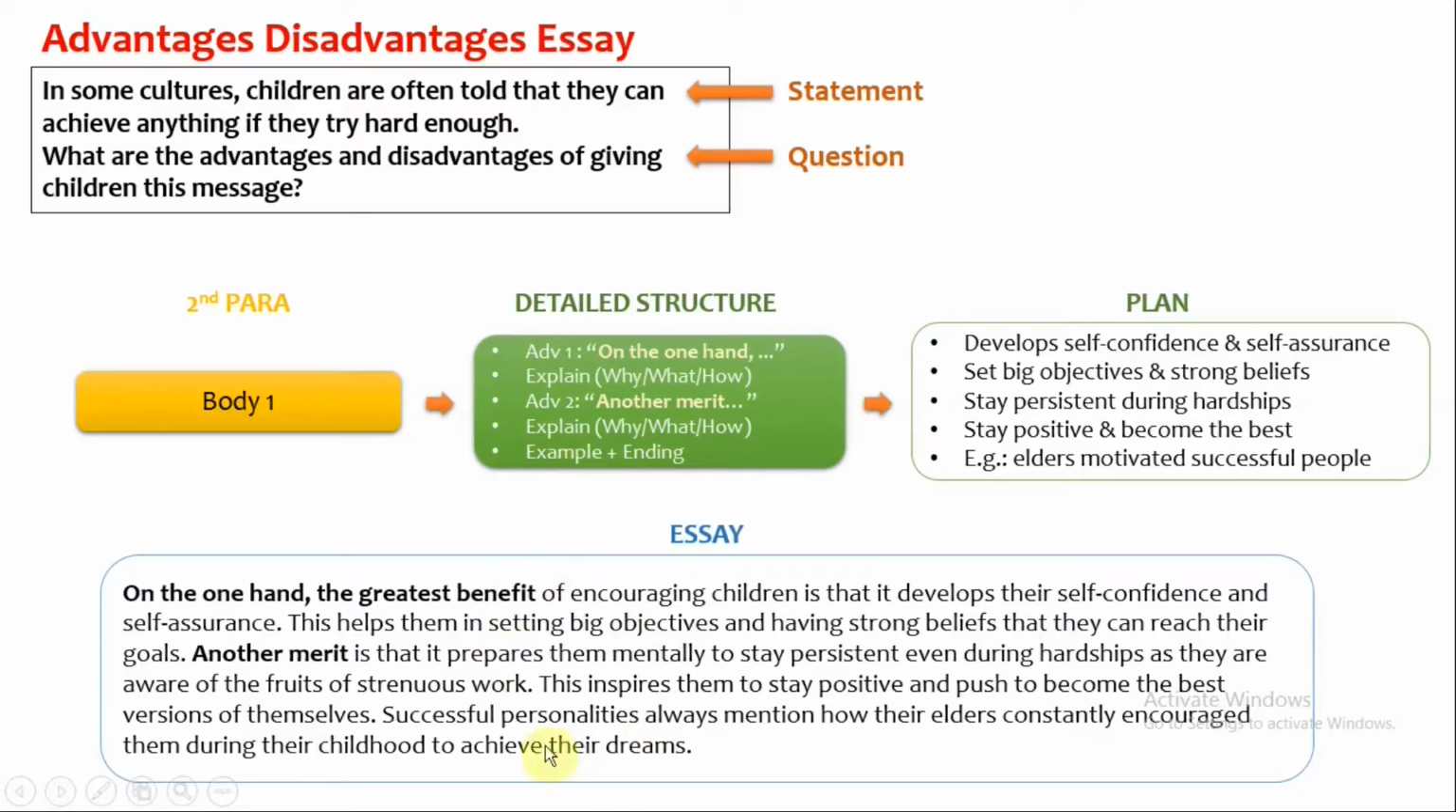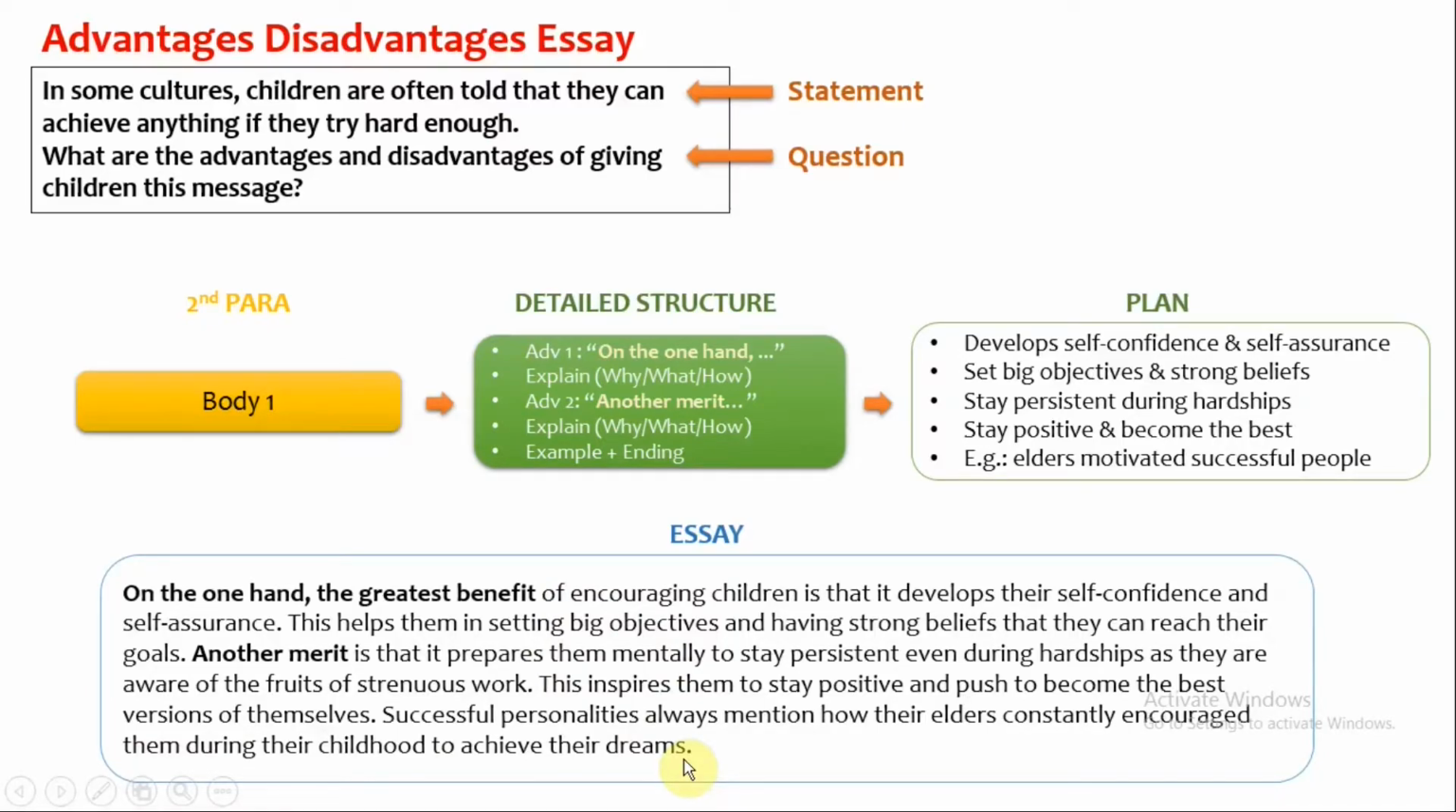Fifth sentence is a combination of example and ending, which means I'll state the example in such a way that it will also shortly summarize this para. Here, the example in plan says how elders of successful people motivated them. You can use for example, for instance, or you can give example directly without these phrases. Here, the example can be written as successful personalities always mention how their elders constantly encourage them during their childhood to achieve their dreams.